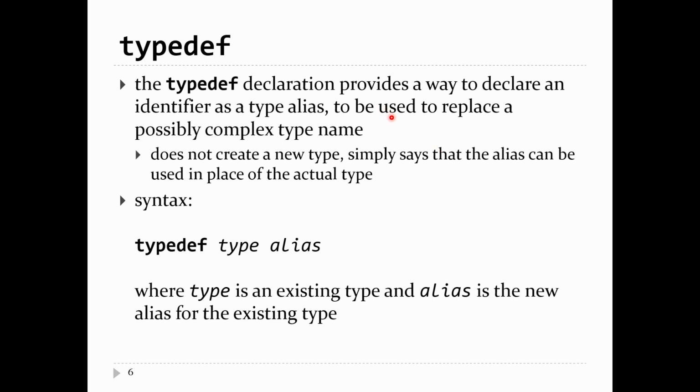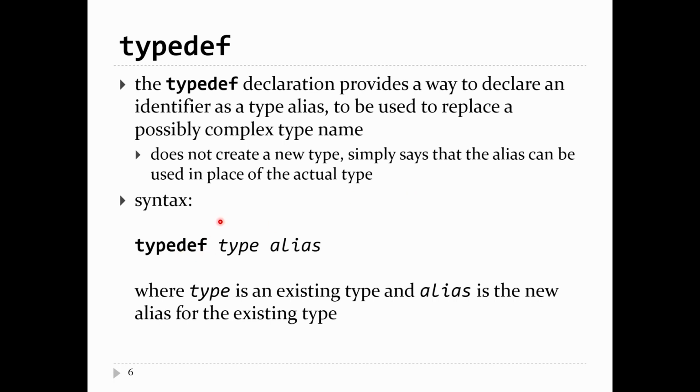The reason you want to do this is because types in C often end up with really awkward, really strange names, as you'll see shortly. So you want to give it some simpler name that you can use to replace a possibly complex name. Now, it doesn't actually make a new type. It's not like making a class in Java where you create a new type. All it does is make a new name that happens to be the same as another type.